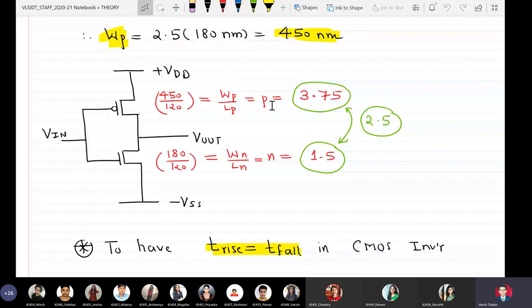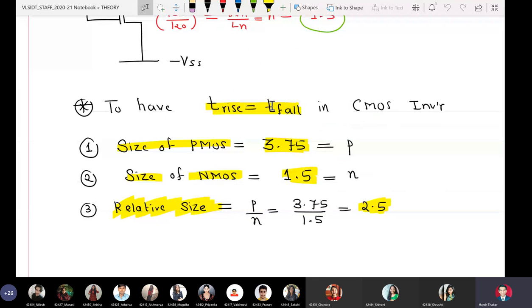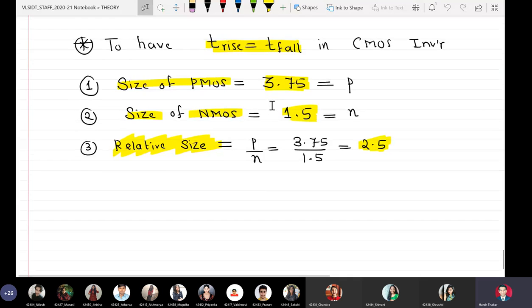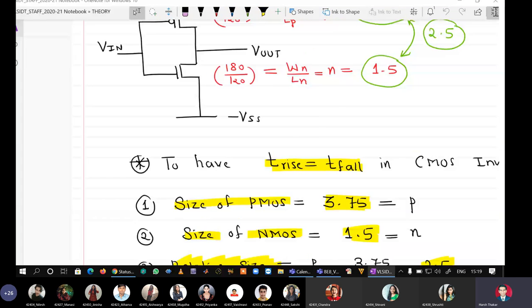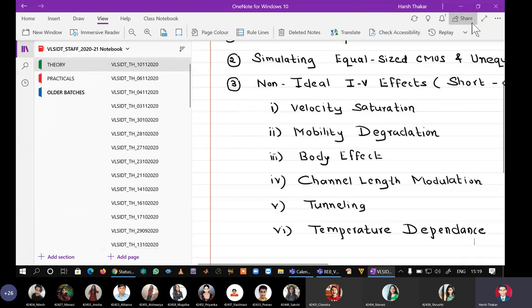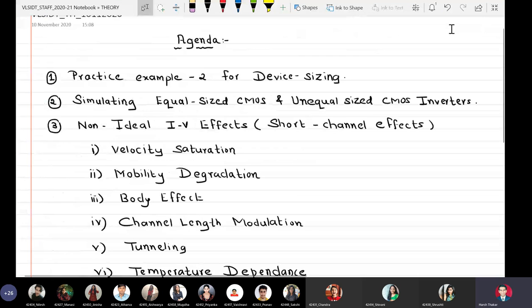relative size is 2.5. So always remember one thing, there are 3 numbers which are important in device sizing: 1.5, 2.5 and 3.75. So understand 1.5 is size of NMOS, 2.5 is the relative size of PMOS and NMOS, and 3.75 is the size of PMOS. So always understand the significance of these 3 numbers. Okay, so we have written here that 3.75 is size of PMOS, 1.5 is size of NMOS, and relative size is 2.5. So same results we are going to also use for solving one more practice numerical.